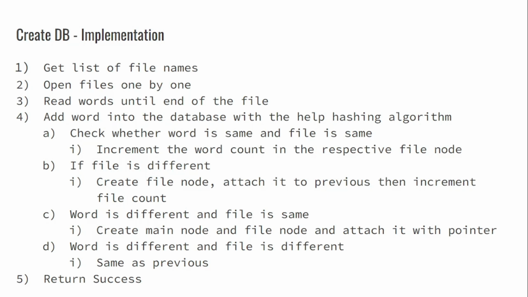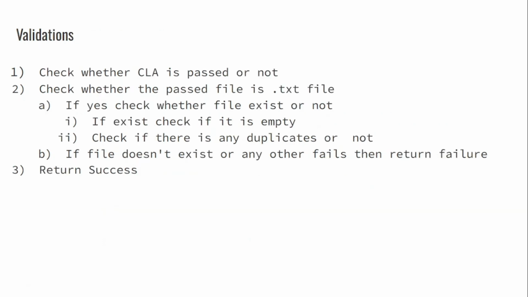Coming to the implementation of the create database function. First, we are getting the list of file names as command line arguments. Then we are opening files one by one. In the file opening part, we are checking for some validations. First, we have to check whether the command line arguments are passed or not. If they are not passed, we will send an error message and tell the user to send the respective files.